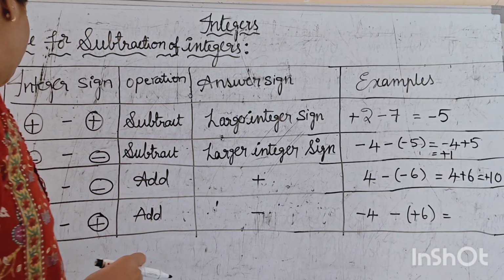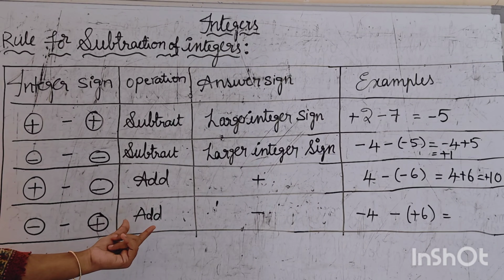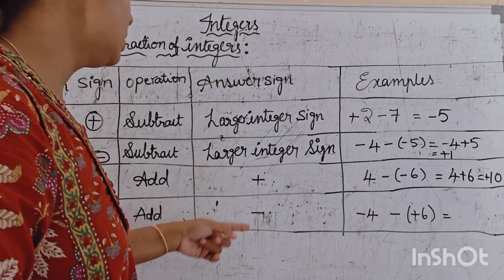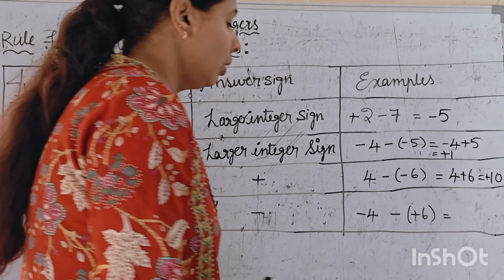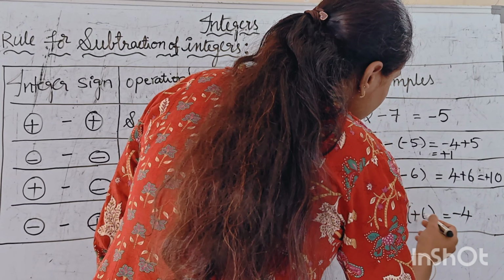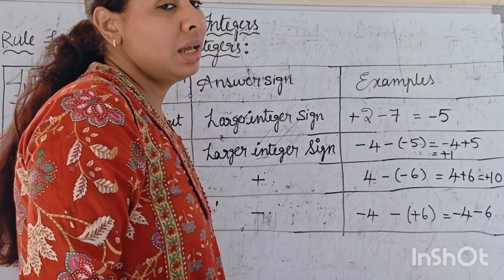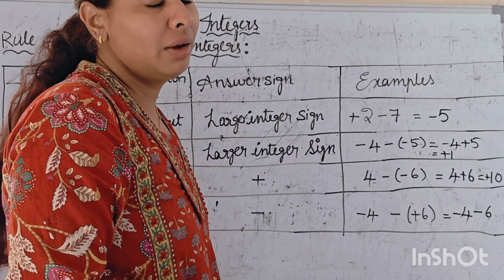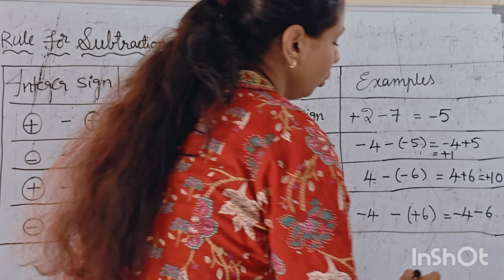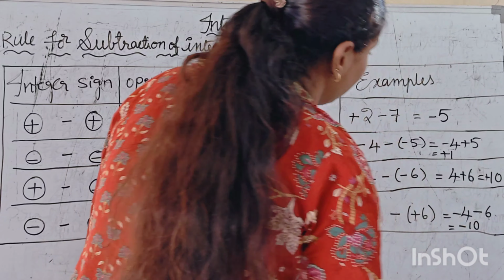Next. The first number has minus, the second number has plus. If you want to subtract these two numbers, you need to go for the addition operation, and the answer sign should be minus. Now let's see an example. Minus 4, minus into plus, minus 6. Whenever the same signs are there, we have to add and keep the common sign in front of them. What is the common sign? Minus. We add and get minus 10.